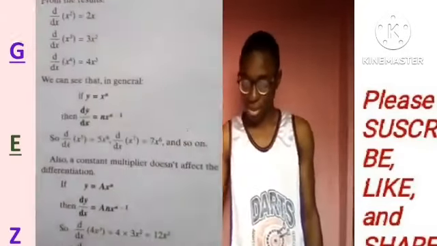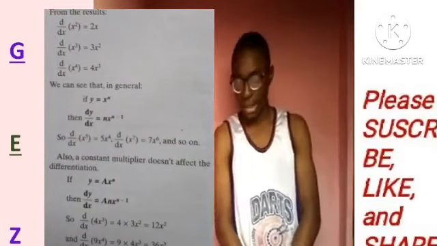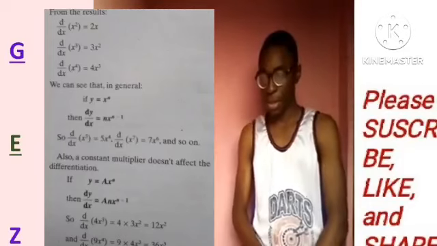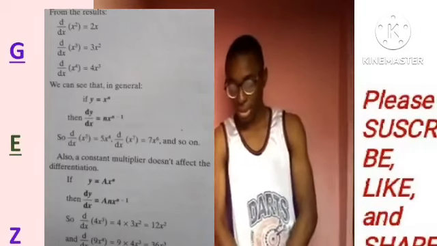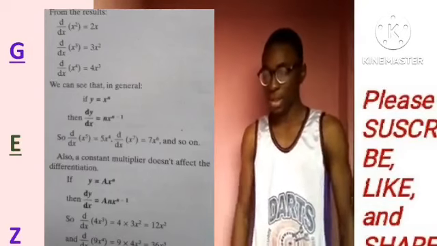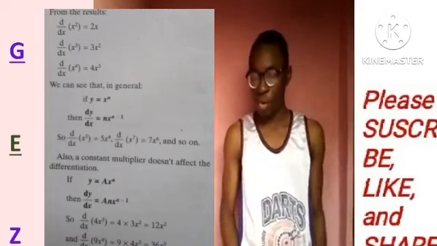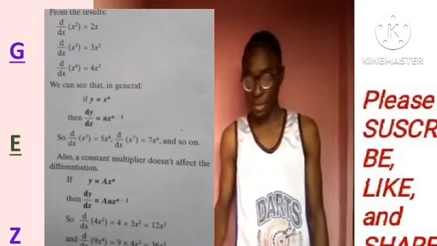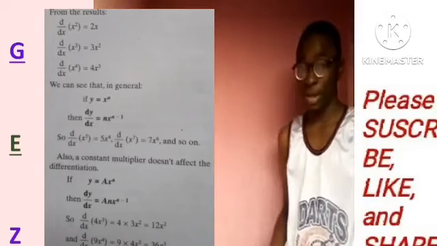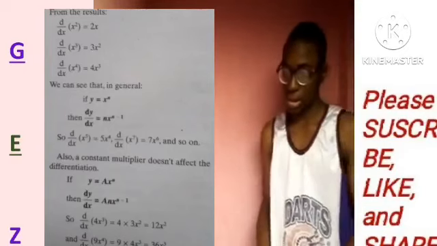So now we have that in general, if y equals x raised to the power n, that means the derivative of that line is equal to n times x raised to the power n minus 1. Let me show you how that is true, because from walking through the exercises we've seen so far, you can see that when we look for the derivative of x squared, we will get 2x.